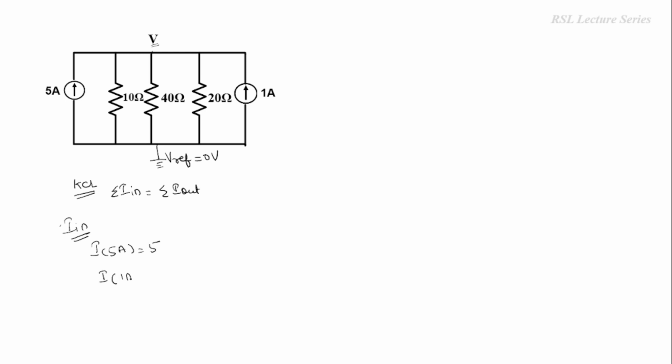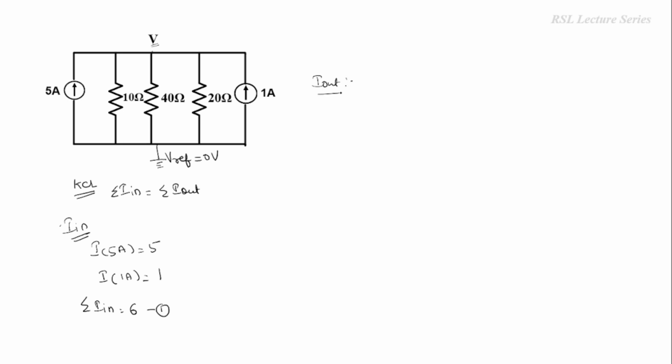So if the direction is in the opposite way, then we have to consider them as outgoing only. So now we have 2 incoming currents, and we have to add these 2 currents. 5 plus 1 will be 6. Okay. So next we have to write the outgoing currents.